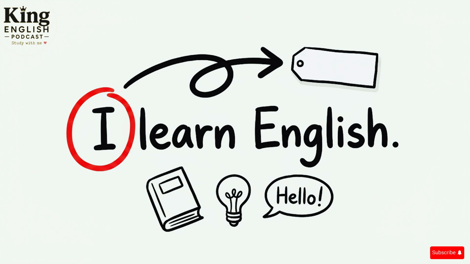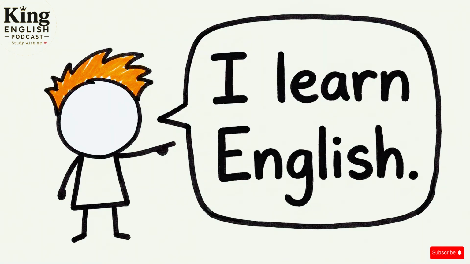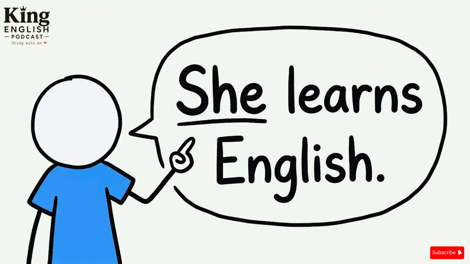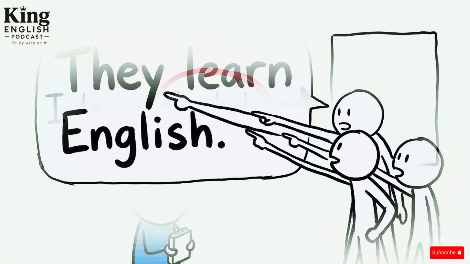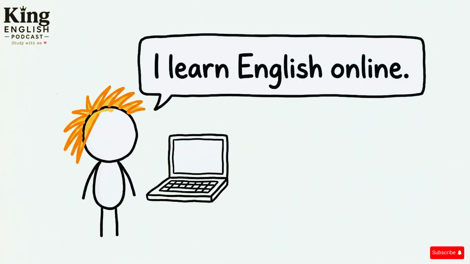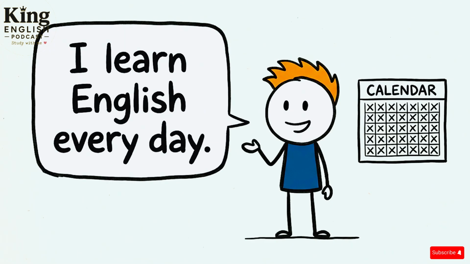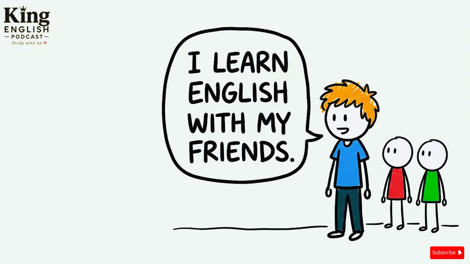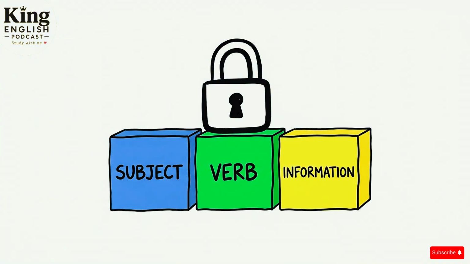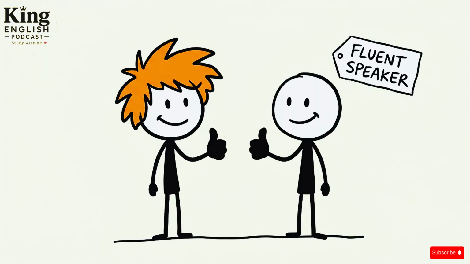For example, change the subject. I learn English. She learns English. They learn English. Now change the information. I learn English online. I learn English every day. I learn English with my friends. The structure never changes. Only the details change. And that's exactly how fluent speakers build sentences.